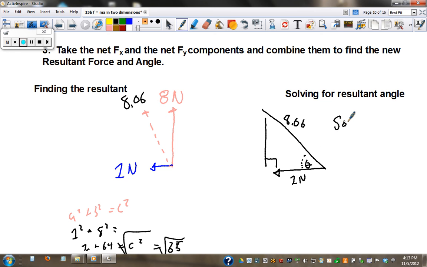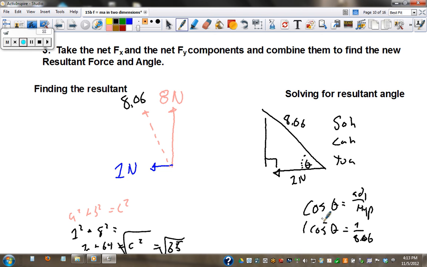So, SOH CAH TOA. Which one has hypotenuse and adjacent? Cosine. Cosine theta equals adjacent over hypotenuse. Cosine theta equals 1 over 8.06. And now we need to do inverse cosine. Cosine inverse here, and this will cancel. And now theta equals cosine inverse of this stuff.